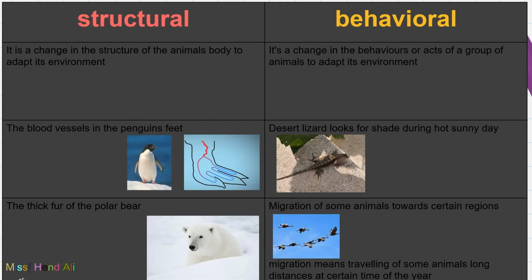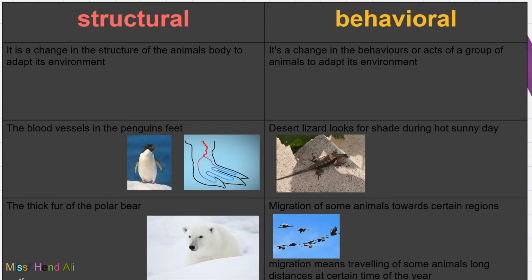Structural adaptation is a change in the structure of animal's body to adapt to its environment. An example for the structural adaptation is the blood vessels in the penguin's feet. Another example is the thick fur of the polar bear. So we have two examples for structural adaptation: the blood vessels in the penguin's feet and the thick fur of the polar bear.